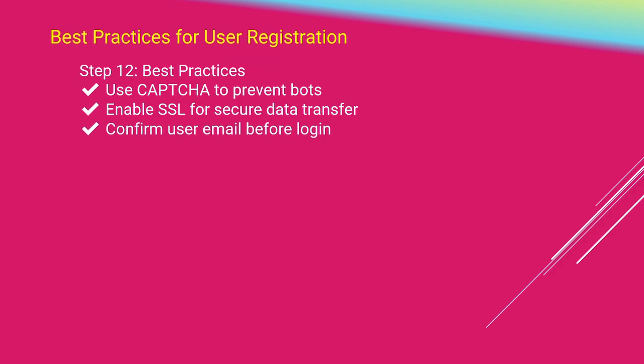Let us wrap up with a few best practices. Add a CAPTCHA to prevent bots from registering. Make sure your registration page uses HTTPS to secure user data. It's also a good idea to send a confirmation email with a verification link before activating the user account. These small steps go a long way in improving security and user trust.